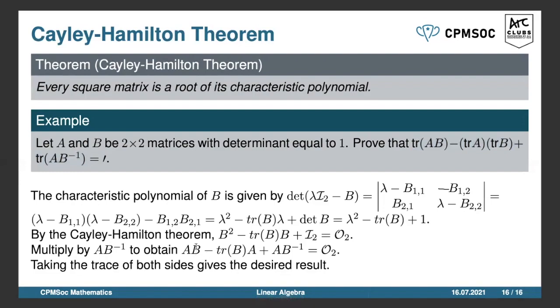And now if we take the trace of both sides, we're going to have the trace of AB minus the trace of B scalar times the trace of A. And the trace is a linear function, certainly. So that's going to distribute. This scalar is going to come out of the trace. And we also have just the trace of this term here. And the trace of the zero matrix is just 0. So this equation here is satisfied. The trace of AB minus the trace of A times the trace of B plus the trace of AB inverse is just 0.